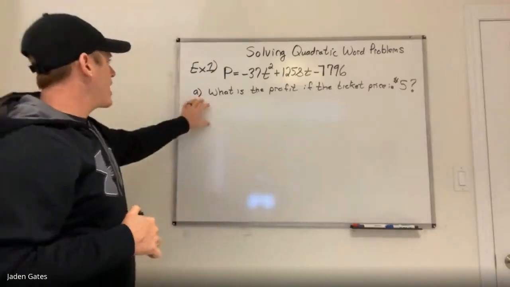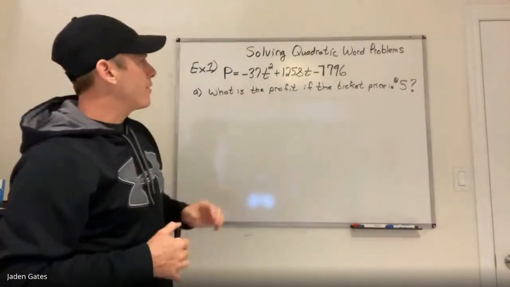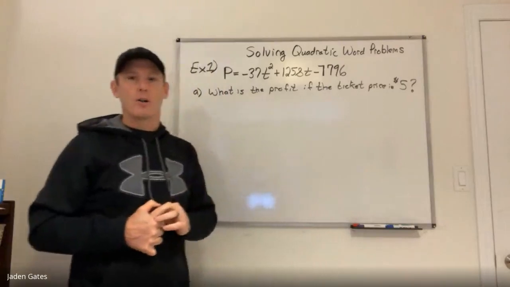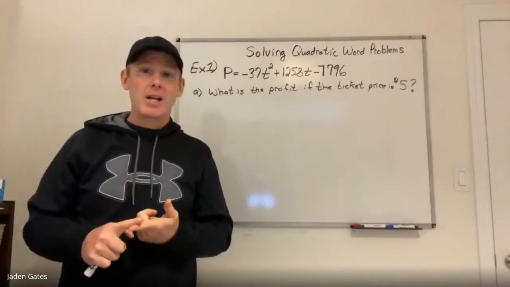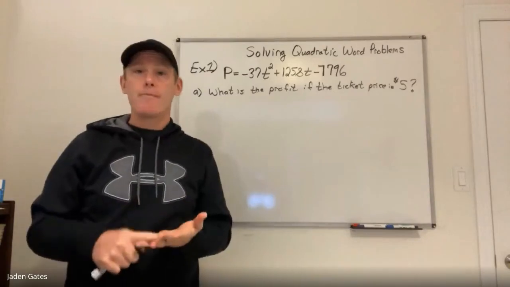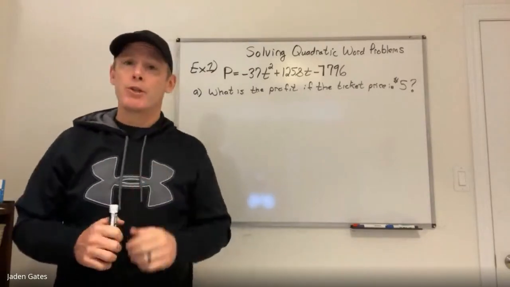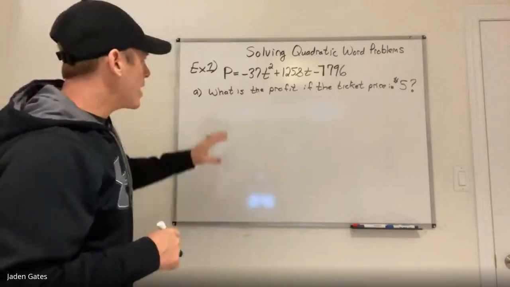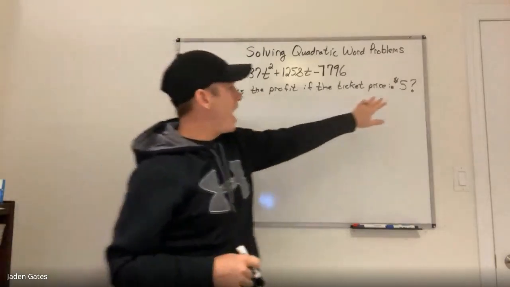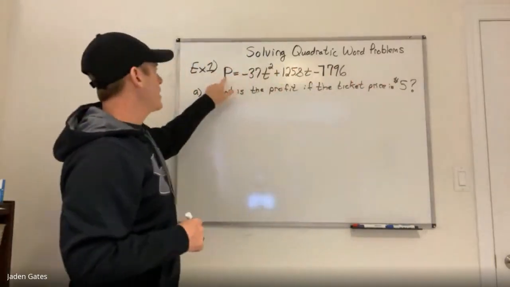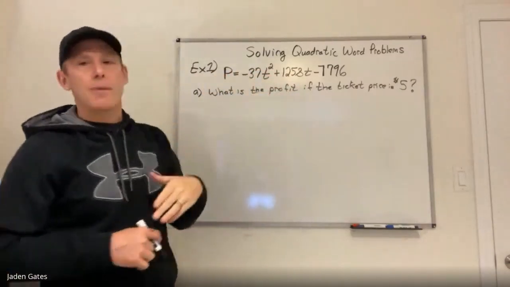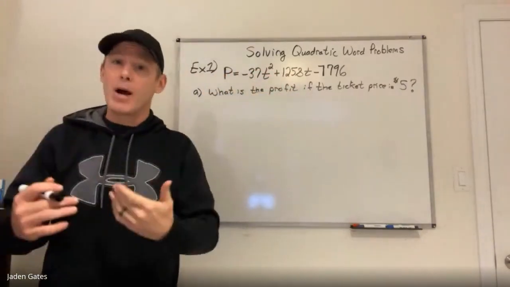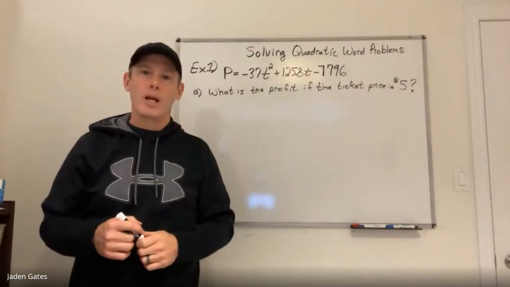And so when I look at A here, what is the profit if the ticket price is $5? Well, I don't see any of those words, not the best, the greatest, the least, the min, the max. And so what I'm going to be doing here is solving. And so when I'm solving, I have a value, right? And that 5 is either going to be the P or the T. And I'm going to substitute that in and then somehow solve. And then again, there's a lot of different ways.